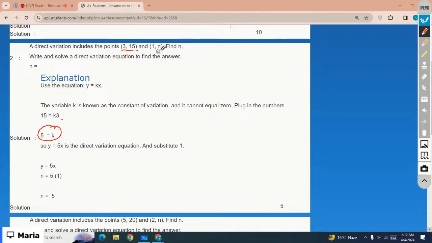Now you can find this n, right? Because y equals 5x, you have the value of x, you need to find the value of y, right? Y is n. Basically, you need to find the n. So that is n equals 5, right? The correct option is n equals 5. Let's just start with the practice questions.